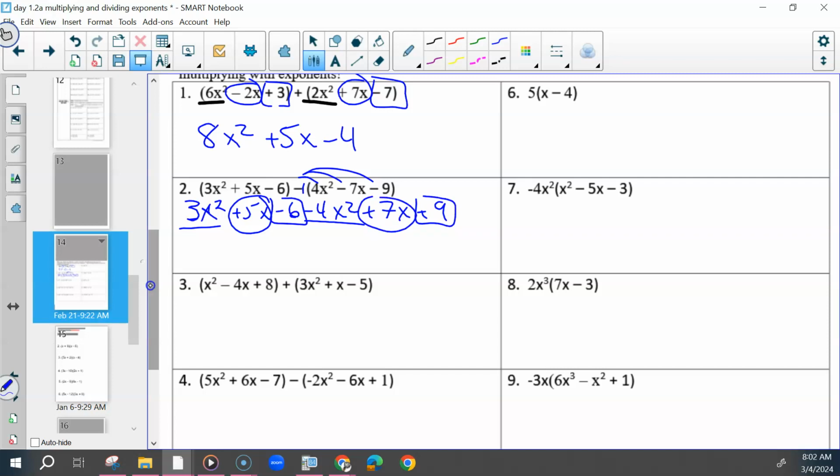So then if we were combining like terms after we distributed that negative, 3x squared minus 4x squared, 3 minus 4, negative 1, x squared, 5 plus 7, 12x, and negative 6 plus 9. And if you would do that from the parentheses, you just have to be careful with the negatives. 3x squared minus 4x squared, 5x minus a negative 7x, negative 6 minus a negative 9. You just have to be careful.